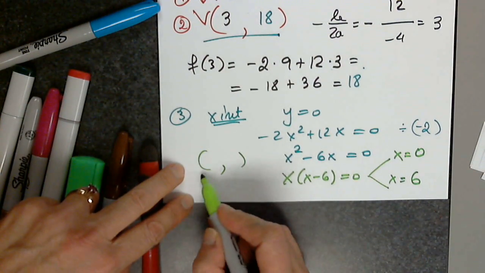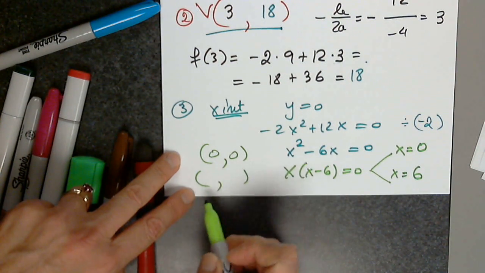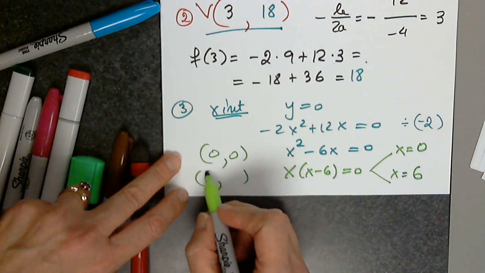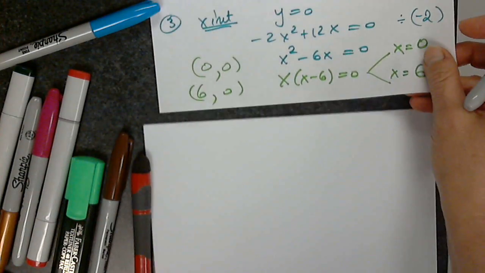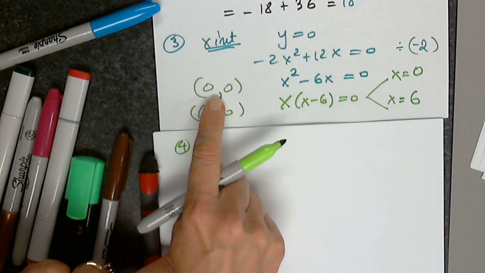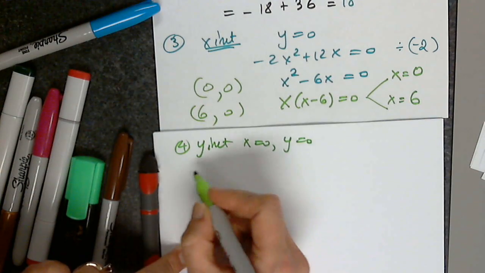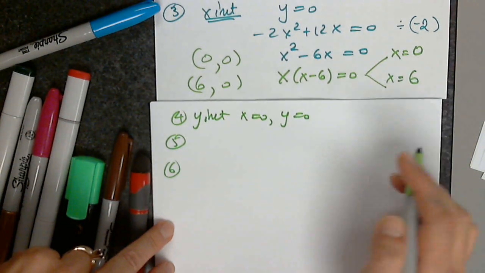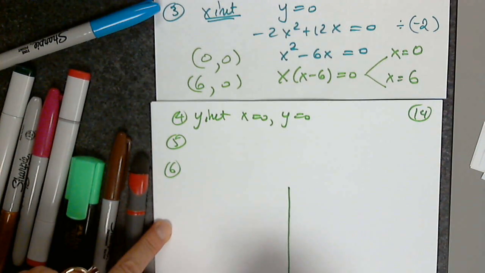Good. So what are the two x-intercepts? 0, 0, and 6, 0. Be careful, you cannot combine them. Good. So there is no point in trying to find the y-intercept, because I already found it. It's right here, 0, 0. So the y-intercept: when x is 0, y is 0. 5 and 6 are only words, but I would like you to dictate those words to me. Very good.